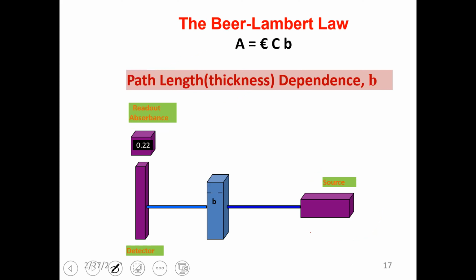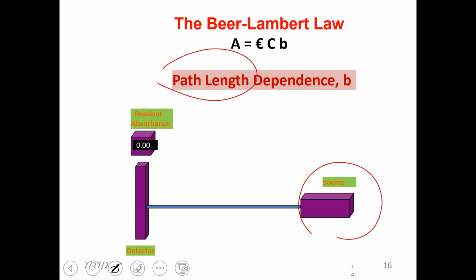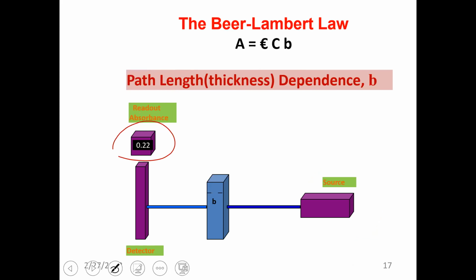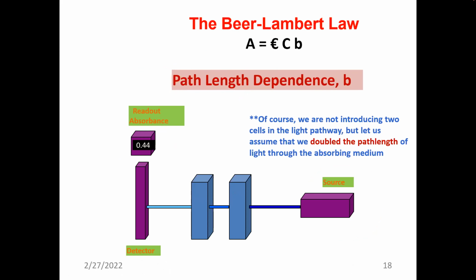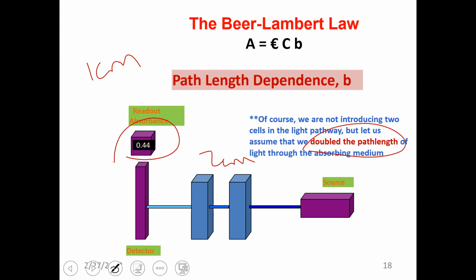First, when I keep a thickness of 1 centimeter, you can see there is a change in the absorbance. Previously it is 0, now it is 0.22, which means the thickness has a relationship to the absorbance. Suppose I increase the thickness in the next case. Thickness increasing does not mean keeping 2 cuvettes. Of course, we have a provision to keep only 1 cuvette in the path, but it is doubling the path length. So you have to increase the thickness twice. For example, previously it is 1 centimeter, now you have to take 2 centimeters. So the thickness is increased again, and you can see there is an increase in the absorbance.